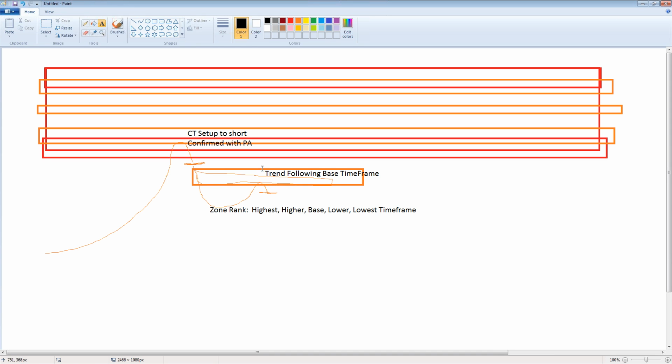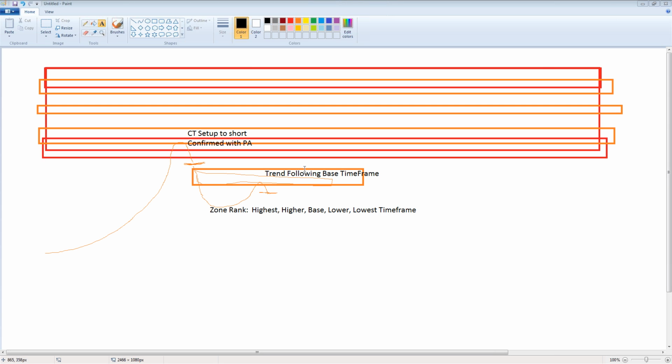The software is actually not smart enough to know that this has happened, but we only see maybe 1 or 2 time frames. Maybe the last 3 of these. So maybe higher, base, lower, all have a zone right there, and you have price confirmation off of your base time frame. So we're going to give you a trend following base time frame entry with price action. Does that make sense? Well, hopefully so, but that's what we're looking for.